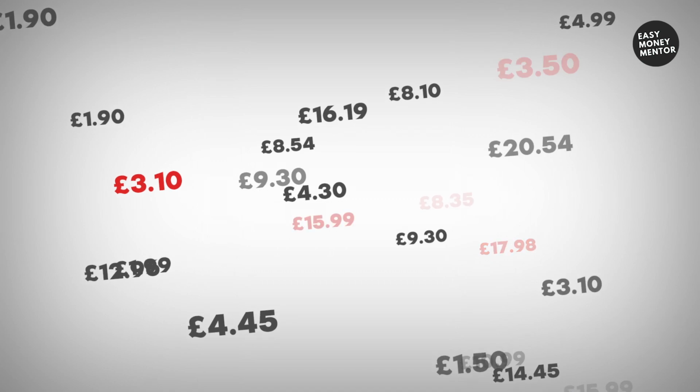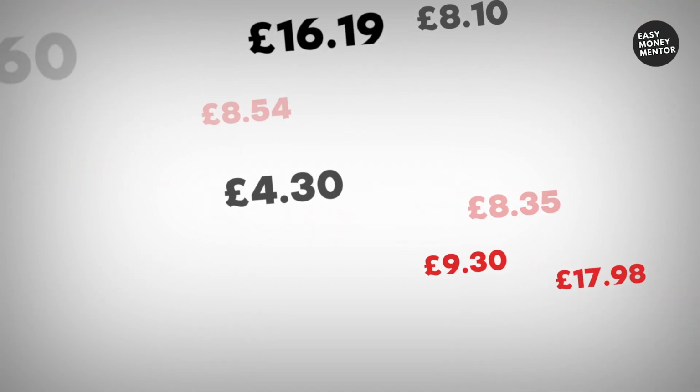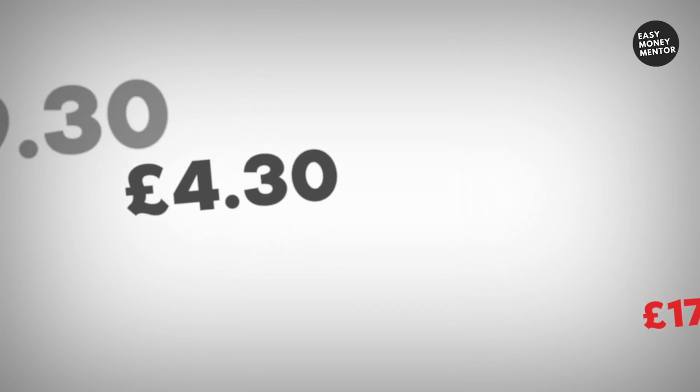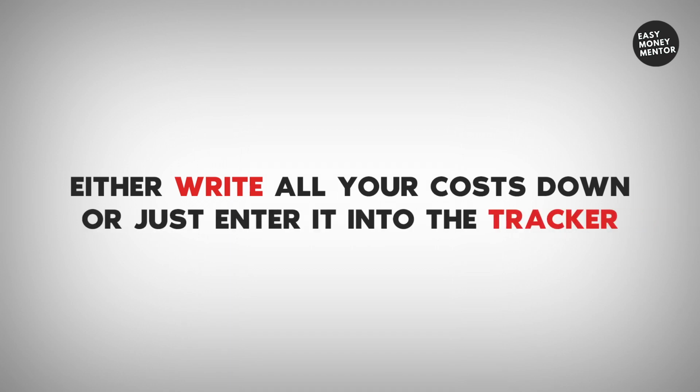However, don't enter every small purchase you make into the tracker, as it will become too laborious to manage. We promised this was a simple approach, and we'll show you how to bundle up some of your small costs to make this much easier. You can either write all your costs down, or just enter it into the tracker and add to it as and when you feel the need, or as you think of items that you know would be useful to include.